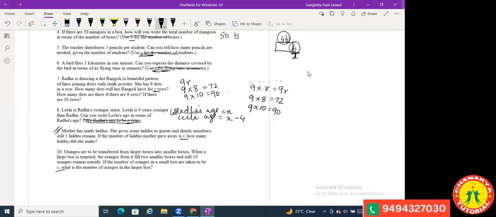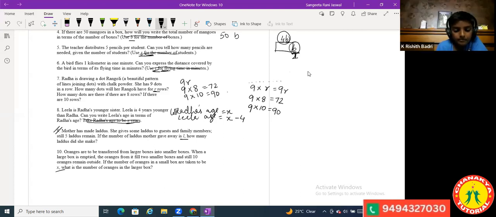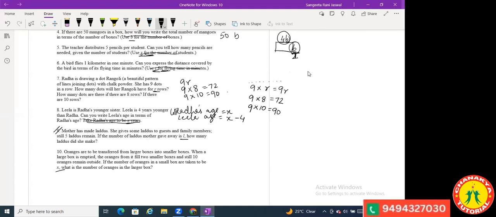Did you know about this earlier? When you had studied the chapter, we are revising this. Did you know earlier what to take as a variable? Yes, ma'am. Okay, great.